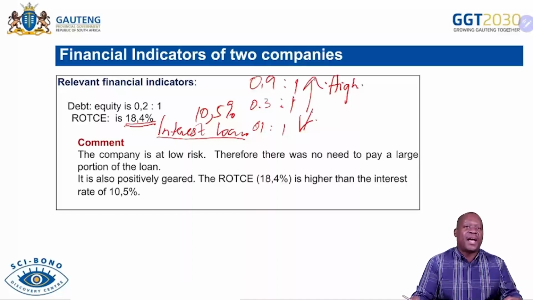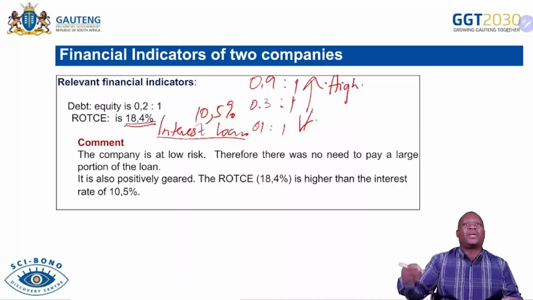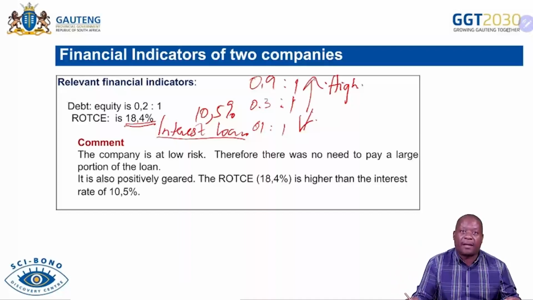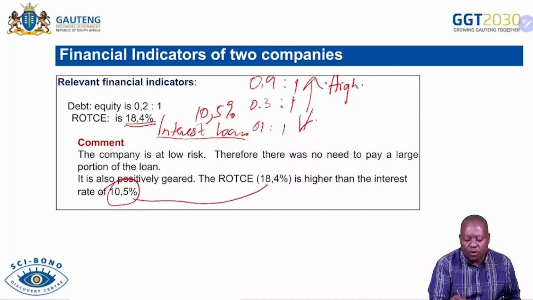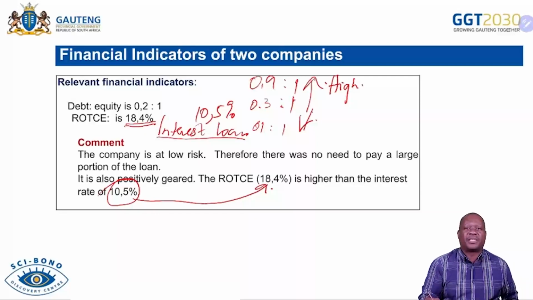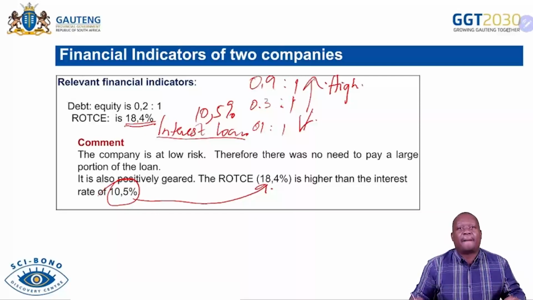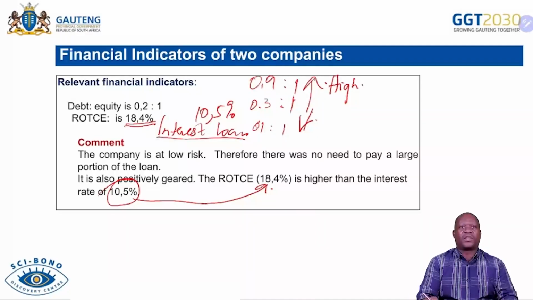But if I can't find someone who is willing to lend it to me at a lower interest rate, why should I bother? It's not going to make sense. So it means we are borrowing at 10.5%, using that money to make 18.4%. Is that a clever business decision? The answer is simply yes. We are making money out of this.